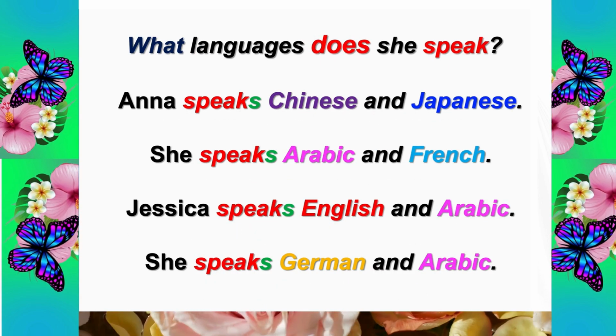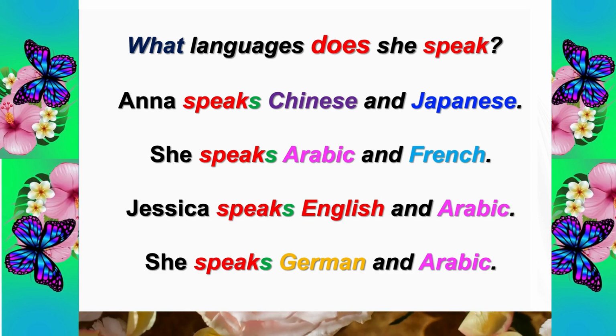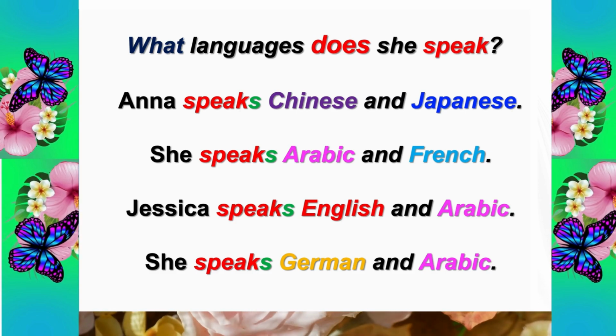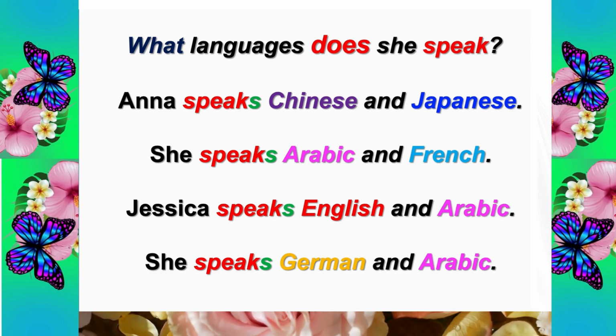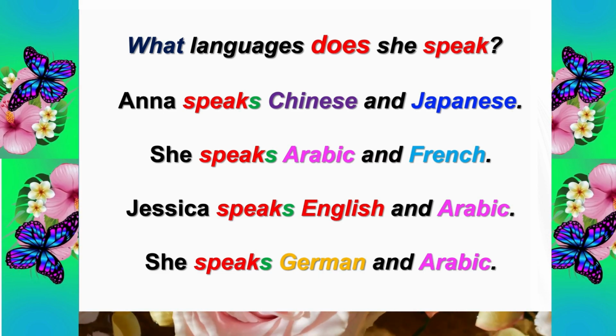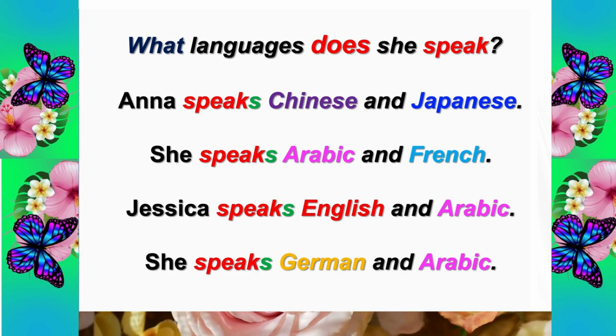What languages does she speak? Anna speaks Chinese and Japanese. Another woman, she speaks Arabic and French. Jessica speaks English and Arabic. She speaks German and Arabic. Let's continue.